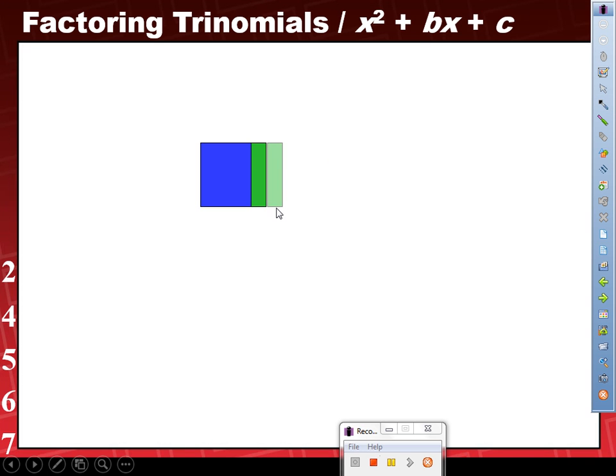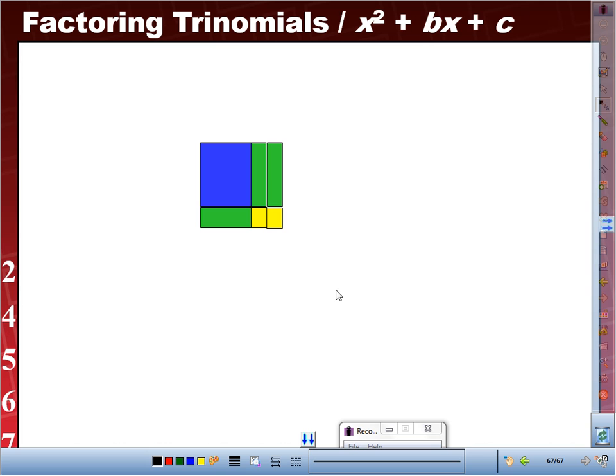1, 2, 3 green, and 2 yellow. Do you see the rectangle? All right. Once we have a rectangle, now we can actually factor. Watch. Hold on. Hold the questions. Let me just go through this.